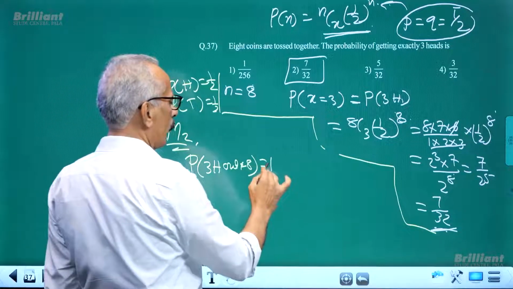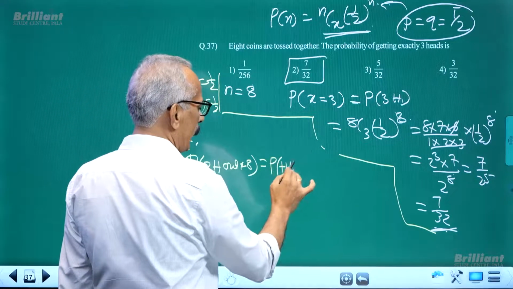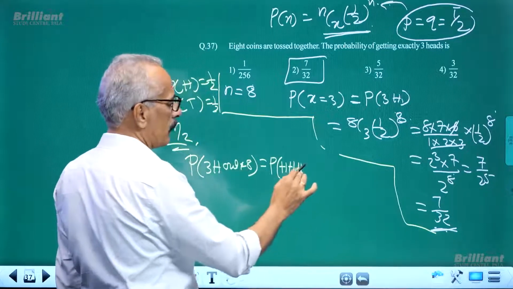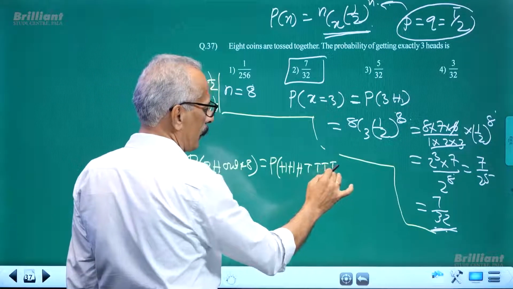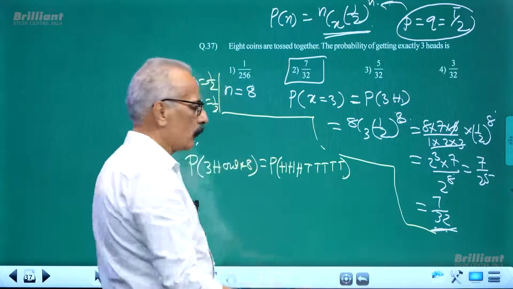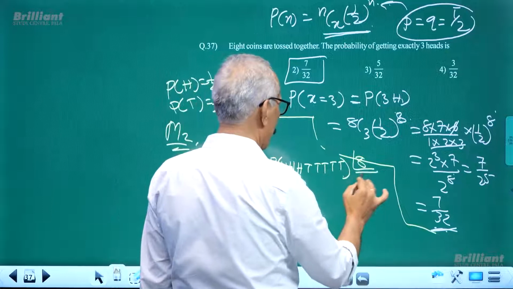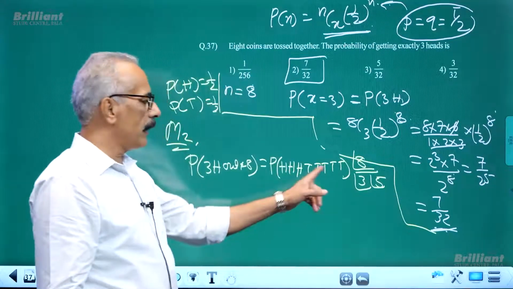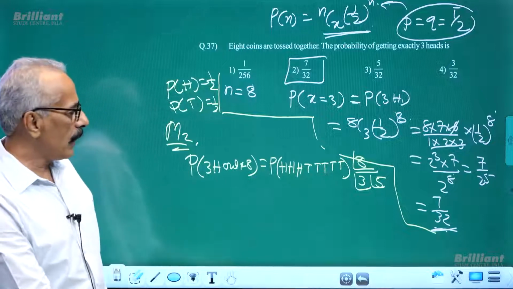അപ്പോൾ ഞാൻ എഴുതി പ്രോബബിലിറ്റി ഓഫ് ഹെഡ് ഹെഡ് ഹെഡ്. ബാക്കിയുള്ളതെല്ലാം ടെയിൽ, 5 എണ്ണം. അപ്പോൾ ഇങ്ങനെയാണ് ഓർഡർ, നിർബന്ധമൊന്നുമില്ല. അതുകൊണ്ടാണ് 8 ഫാക്ടോറിയൽ ഡിവൈഡ് ബൈ 3 ഫാക്ടോറിയൽ ഇൻറ്റു 5 ഫാക്ടോറിയൽ പറഞ്ഞത്. ഔട്ട് ഓഫ് ദ 8 ഒബ്ജക്ട്സ് 5 ആർ എലൈക്ക് ആൻഡ് 3 ആർ എലൈക്ക്.